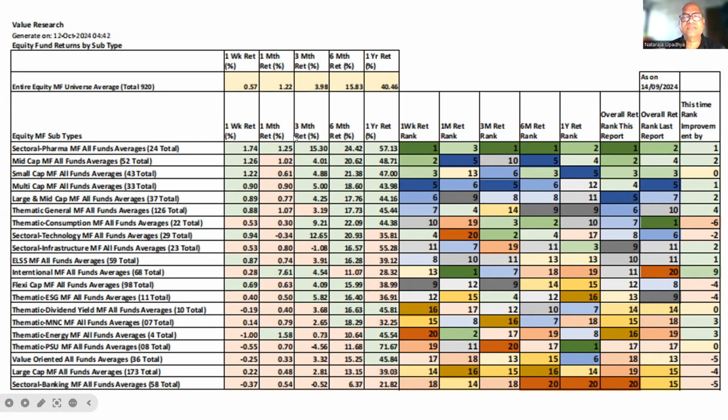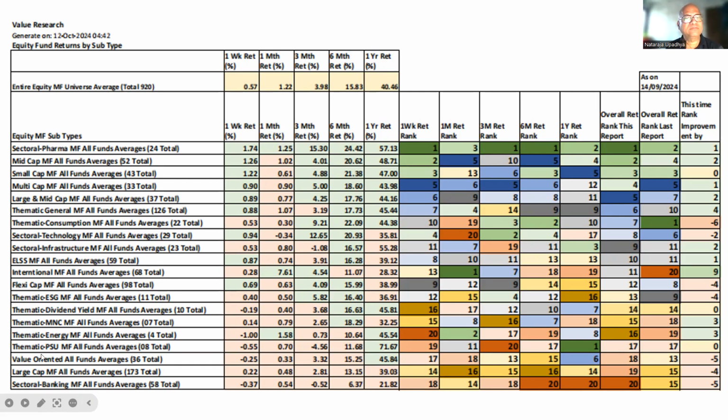Now let us look at the top five mutual fund types in this report. The top is pharma fund, followed by mid cap fund, followed by small cap fund, followed by multi cap fund, followed by large and mid cap fund. So these are the top five performers.